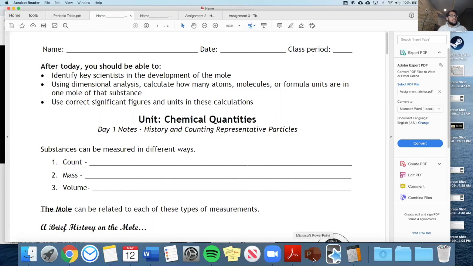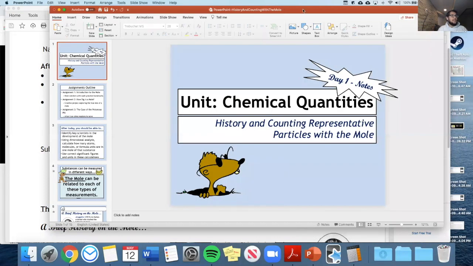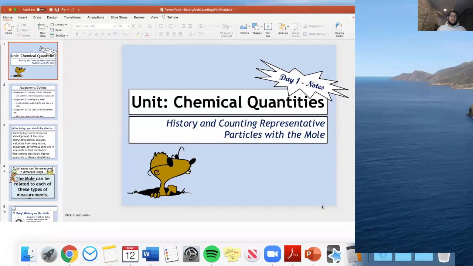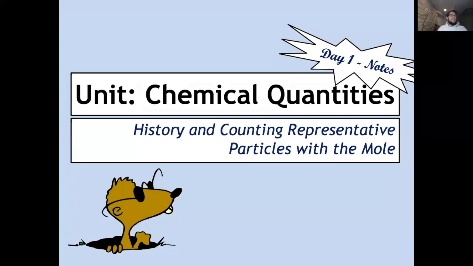Okay, so let's get into the PowerPoint here. I bet some of you thought that I was talking about the animal, the mole, when I was saying mole over and over again. But in chemistry, we're not actually talking about the animal, right? But this is a cute little drawing of a mole here who, they're notoriously have bad eyesight, so he's got his blind, like, sunglasses on.